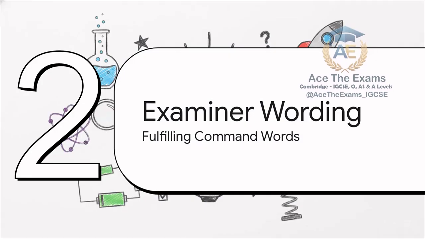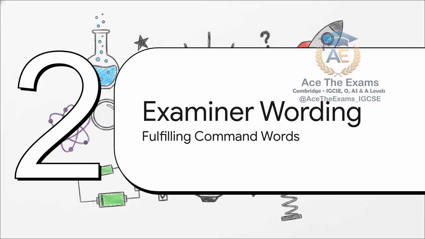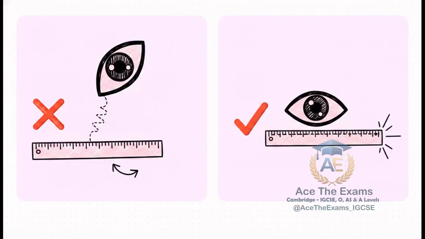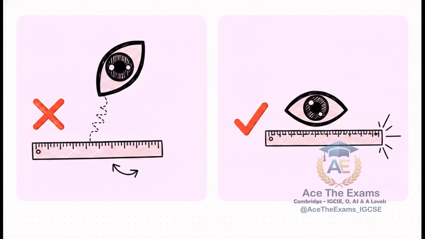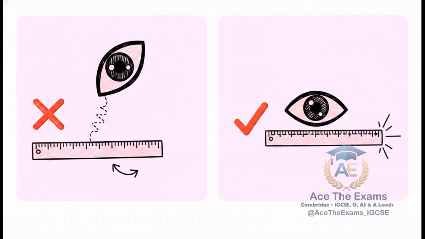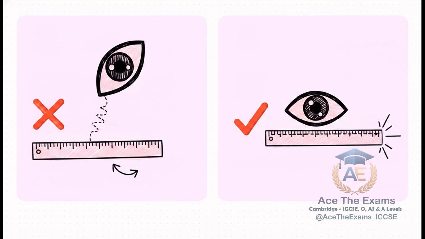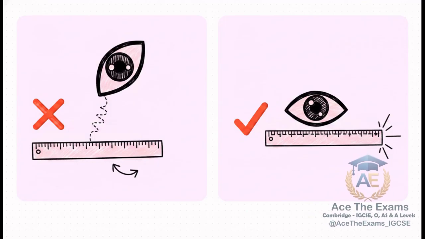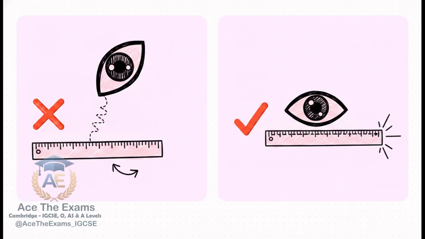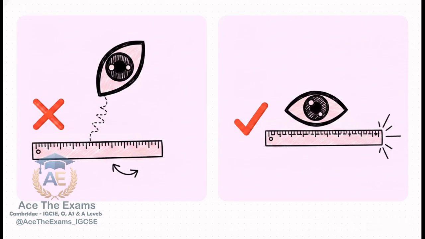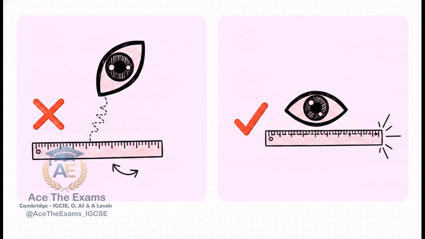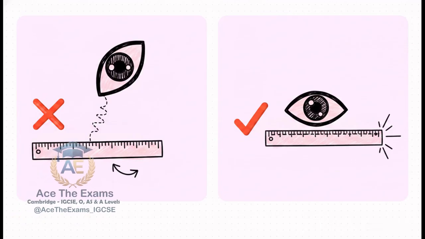And finally, Step 4. Examiner wording. Fulfilling the command words. Here's the crucial point. Your physics knowledge means absolutely nothing if you don't package it in the exact exam-safe wording the grader's hunting for. Look at this comparison. The vague student answer on the left says, "Make sure the ruler is straight," 0 marks. But the exam-safe wording on the right, "Avoid parallax error by viewing the scale at eye level," perfectly addresses the practical check for measuring length.